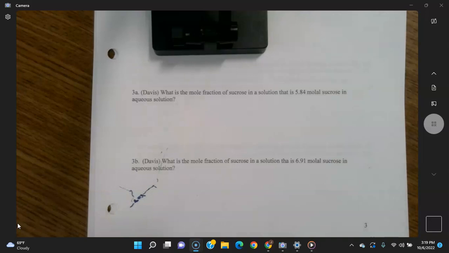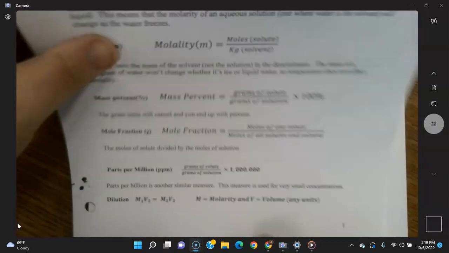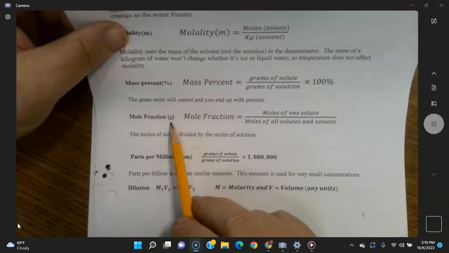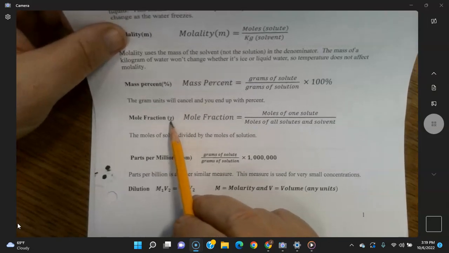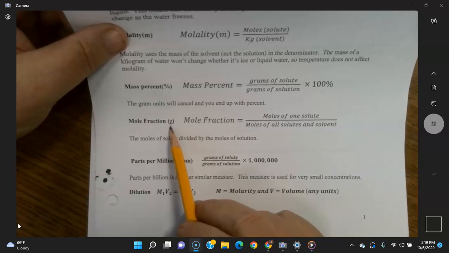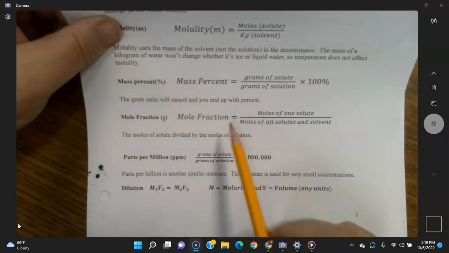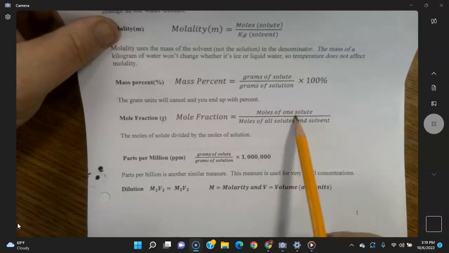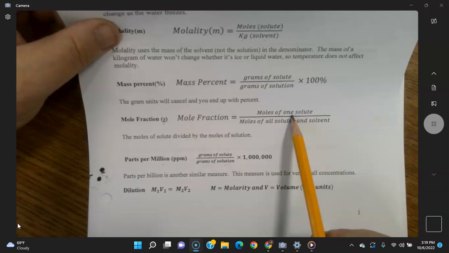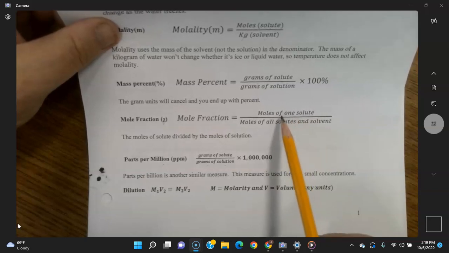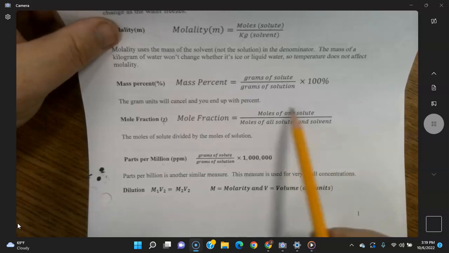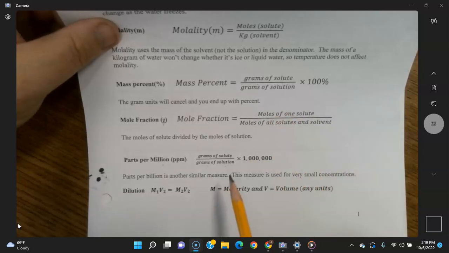Okay, so what are we looking for? Mole fraction. So we come over here, and there's mole fraction. Now that's the Greek letter chi, C-H-I. It looks like a scripted X, but it's chi. And that represents mole fraction. So it's the moles of one solute, implying that there might be more than one solute, but in our problems there is not. There's only one solute. So the moles of one solute over the moles of all solutes in the solvent. So everything, as you can see from this, has to be in moles.